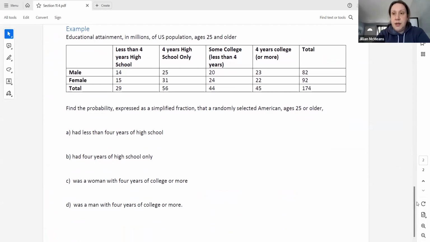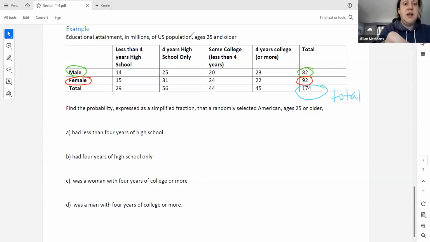There we go. Okay, so we're going to kind of break this down in colors again, just like we did before. So let's say that we have the light blue color. That is our total. This is everybody in the table. So there are 174 million Americans that we're looking at in this table. So we're looking at Americans that were 25 years or older, and we're looking at their educational attainment. Okay. So if we did male and female, there are 82 million males in this table. And then there were 92 million females. If I take 82 and I add it to 92, I get 174. So that totals column works.